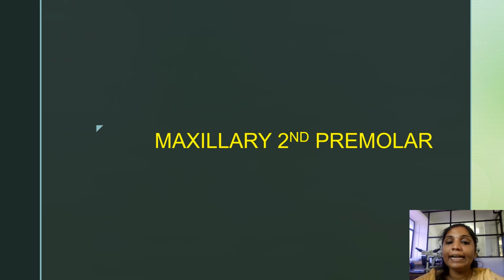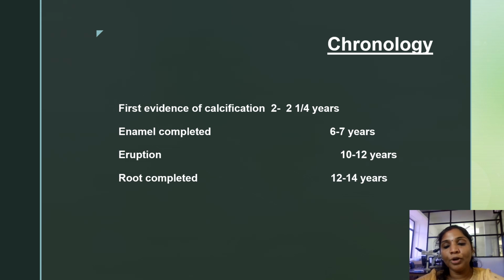Moving on to the next one, that is the permanent maxillary second premolar. About the chronology, first evidence of calcification is seen at the age group of 2 to 2.25 years, enamel is completed at the age group of 6 to 7 years, eruption at the age of 10 to 12 years, and root completion at the age of 12 to 14 years.